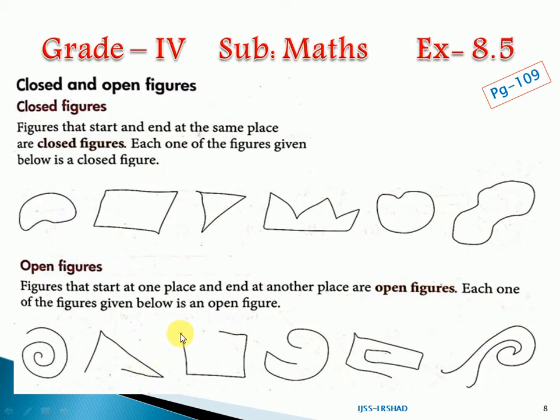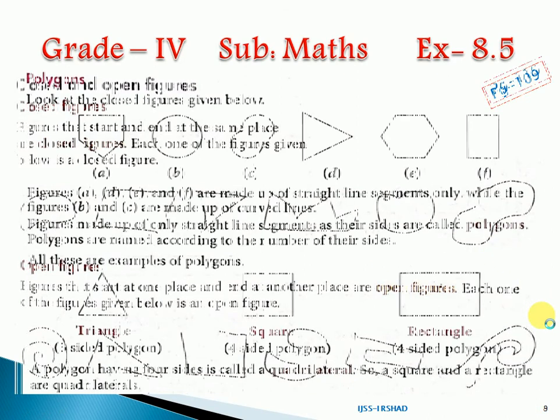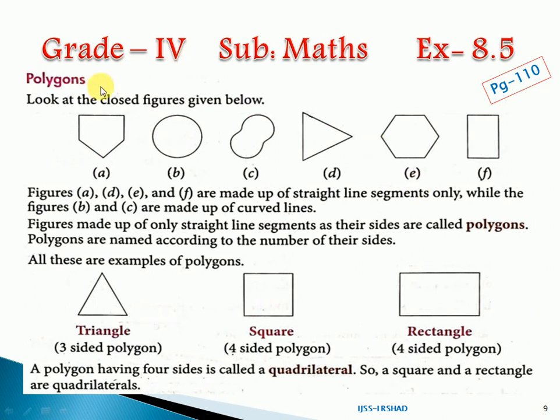Similarly, here you can see in all these figures, the starting point and end point are not the same point, so they are open figures. All these figures are open figures, and the above figures are all closed figures. Now we will move to polygons. What are polygons?